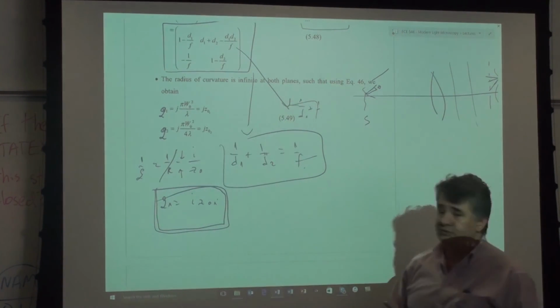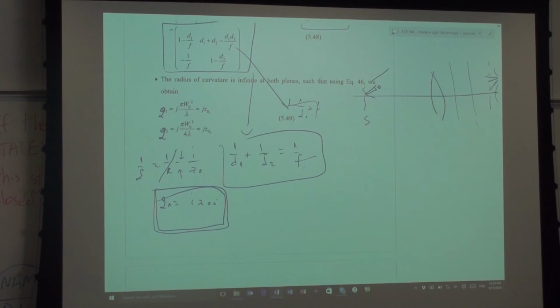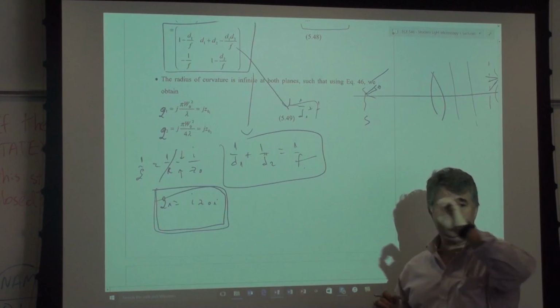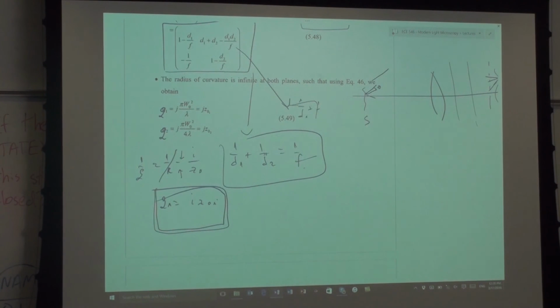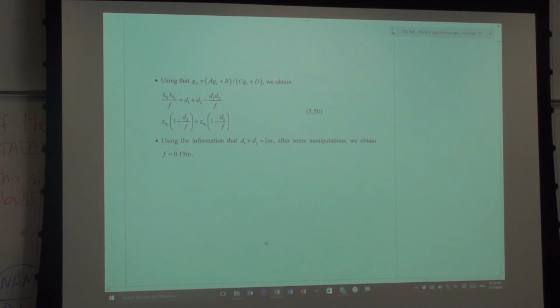Okay, so when you are at the minimum waist, that radius goes to infinity, so your Q is very simple. So Q1 is I Z naught 1. Q2 is I Z naught 2. Now I have a relationship between the two, which is that Q2 equals (A Q1 plus B) over (C Q1 plus D). So remember what we want to say is that W naught 2 is half of the W naught that I put in.